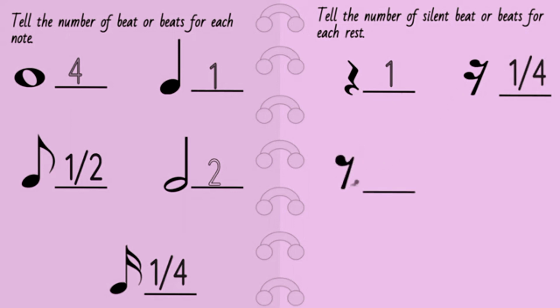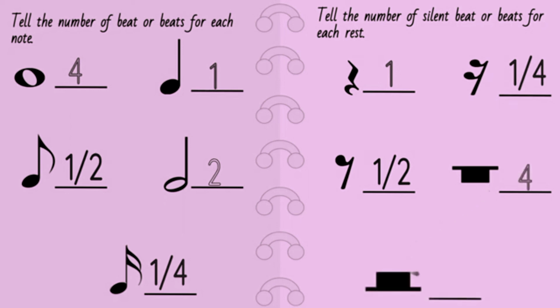Okay, this one. This is 8th rest. Only 1 flag. How many beats? Or how many silent beats? Correct, 1/2 silent beat. Okay, for this one, this is a whole rest. The box is facing down below the line. How many silent beats? Correct, 4. And this one, okay, above, facing upward, above the line. How many silent beats? Correct, that is 2.